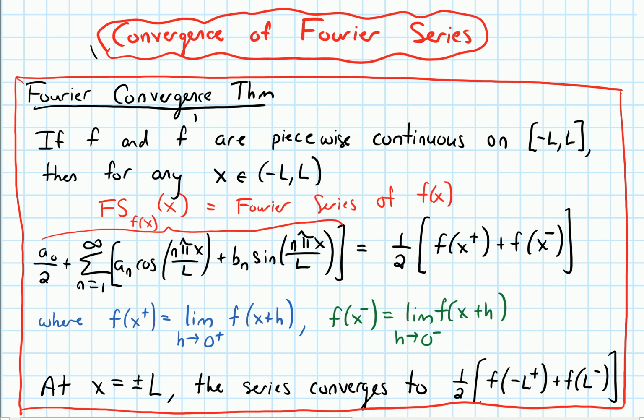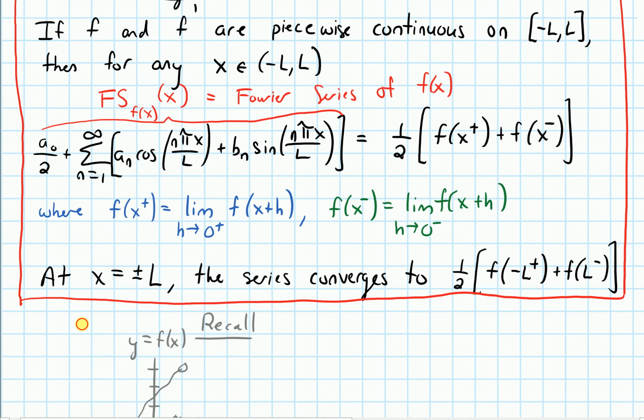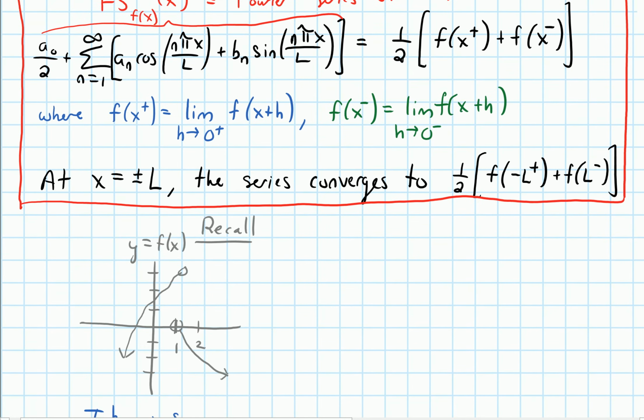Okay, so let's do a brief review of what these one-sided limits are. So recall that if I have a picture like the following, so if I have a function f of x whose graph looks like this, then what is f of 1 with a plus? And what is f of 1 with this minus? So f of 1 with the plus means, well, what's the limit as x approaches 1 from the right-hand side of f of x?